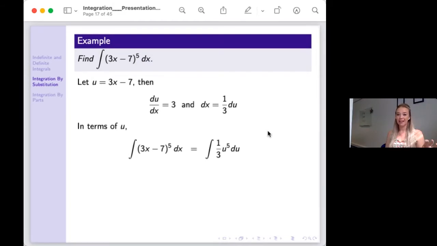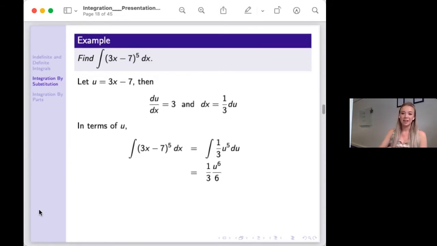So all of that equation in terms of u, I've got my u to the power of 5, which is my 3x minus 7 to the power of 5. And then I've got my dx, my third, which I've just put at the front, and the du, which I've left at the end. This is much nicer to integrate, a third u to the 5 du. So we're integrating that in terms of u. So u to the 5 will integrate to u to the 6 over 6. You can leave that third out as a constant.